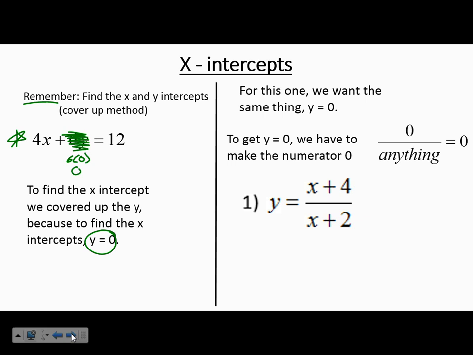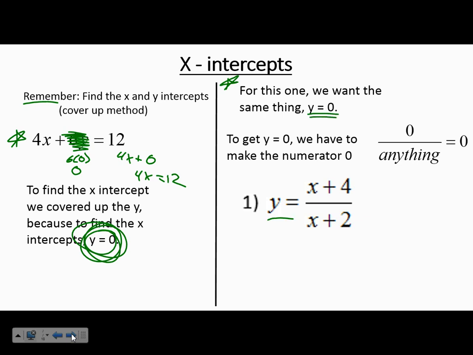So 6 times 0 is just 0. So it would be 4x plus 0, which is just 4x. So that's really why we covered it up, because really we were saying y is equal to 0. Well, it's no different for what we're going to be doing now. It's the same exact thing. We want y to be equal to 0.